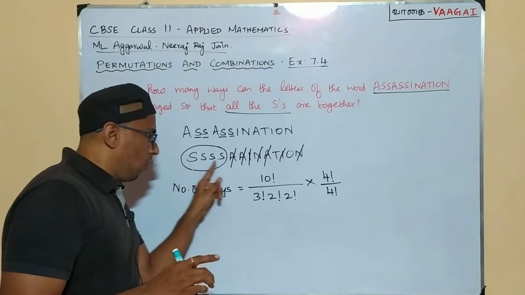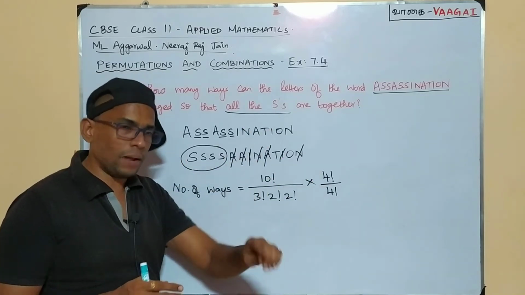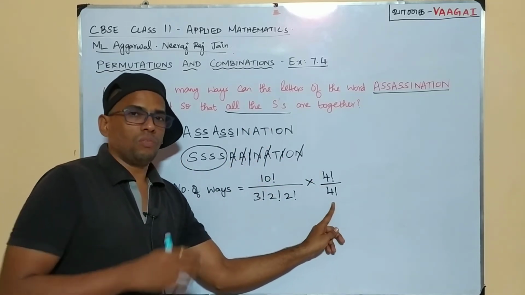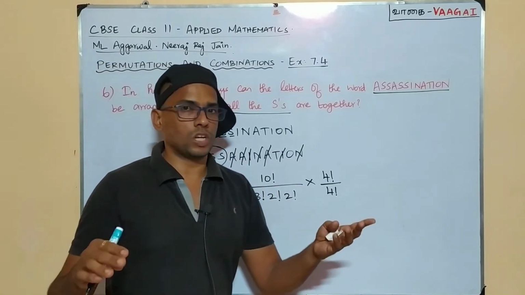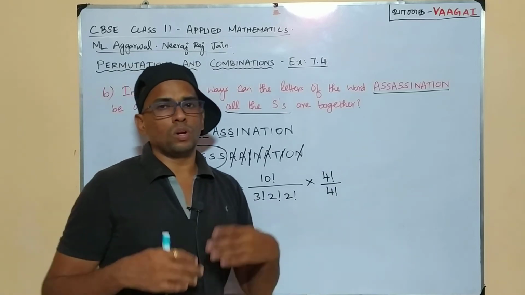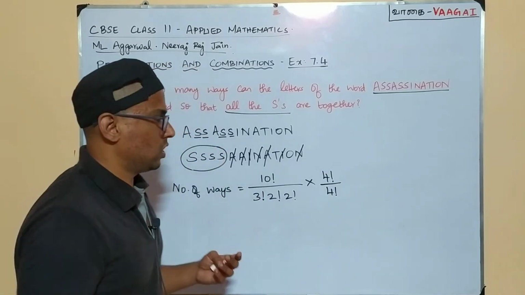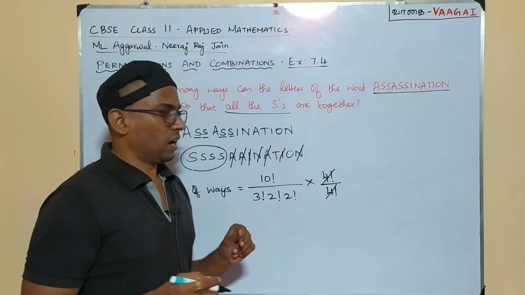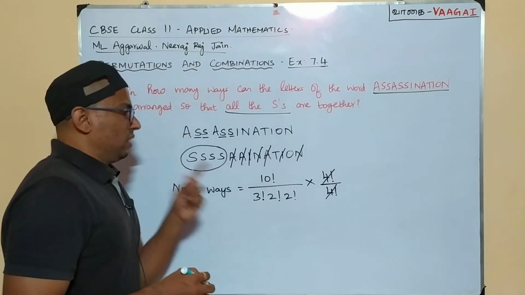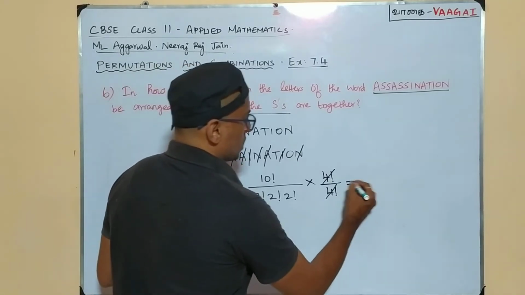But since all 4 of them are identical, we divide by another 4 factorial. Okay, I hope it is clear to you. Now if you complete this calculation, we will be able to get the final answer. Anyways, we can cut these 4 factorials, and we'll be left with only the other things. So let's carefully work this and get the answer.